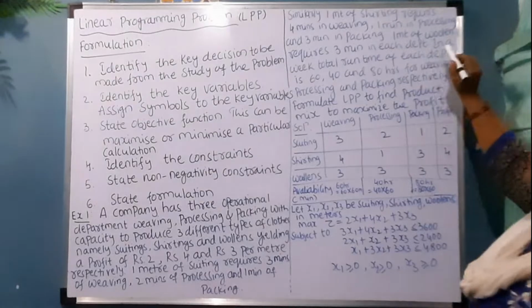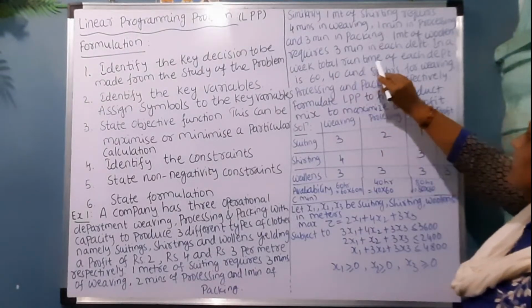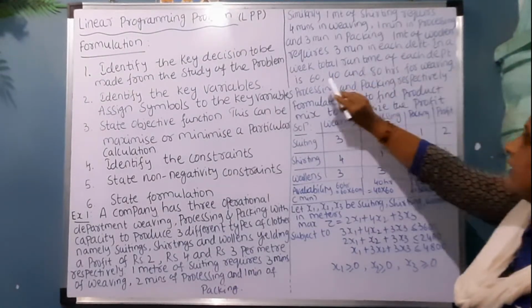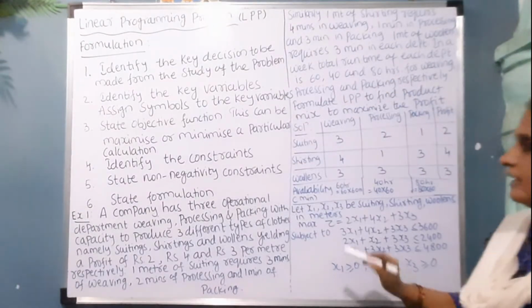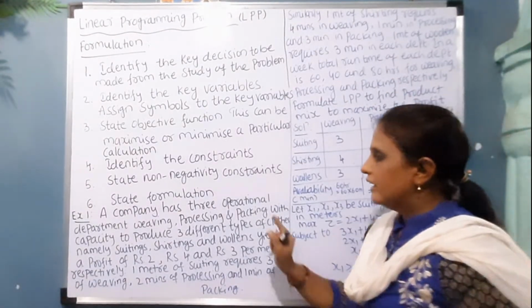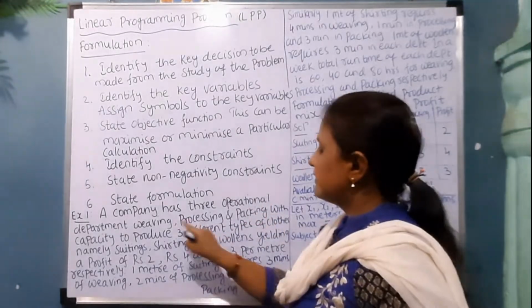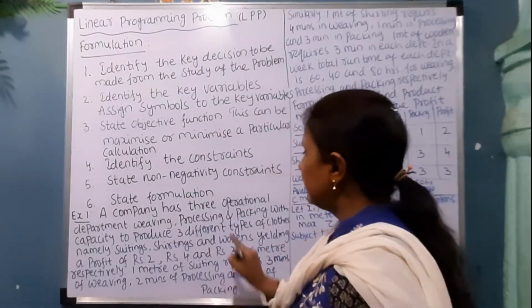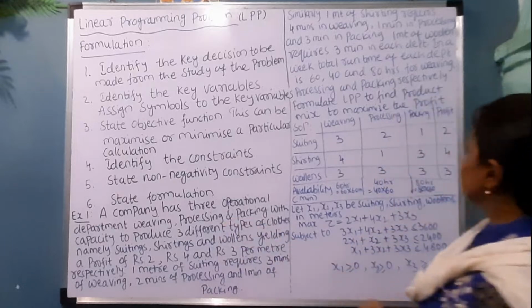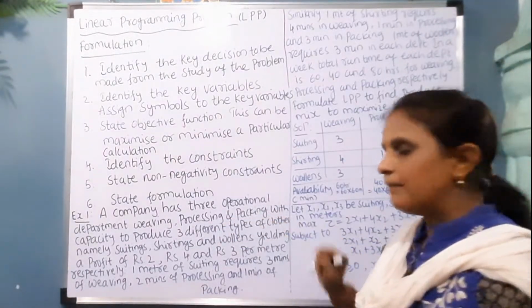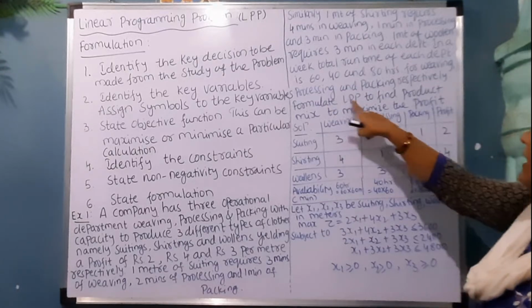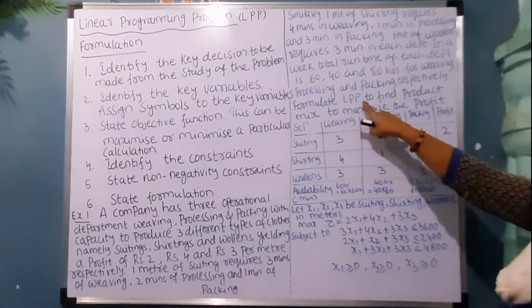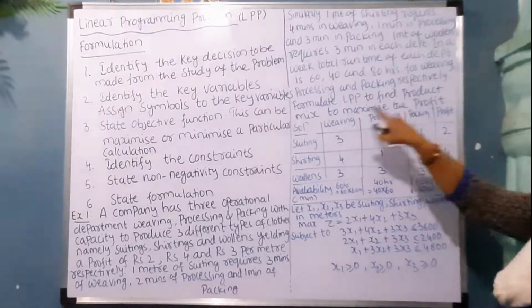Then next, in a week, the total run time of each department is 60, 40 and 80 hours. It means that in 1 week the company will have 60 hours for weaving, 40 hours for processing and 80 hours for packing. Then formulate the LPP, linear programming problem, to find the product mix.